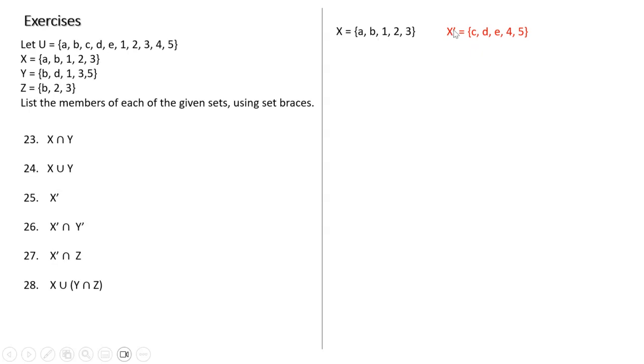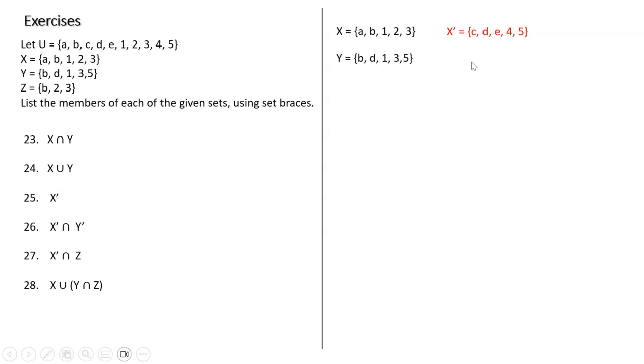So not X, or the complement of X, we're going to go to the universal set. So it'll be not A, not B, not 1, 2, 3. So what's left will be C, D, E, 4, 5. This is the complement of X.